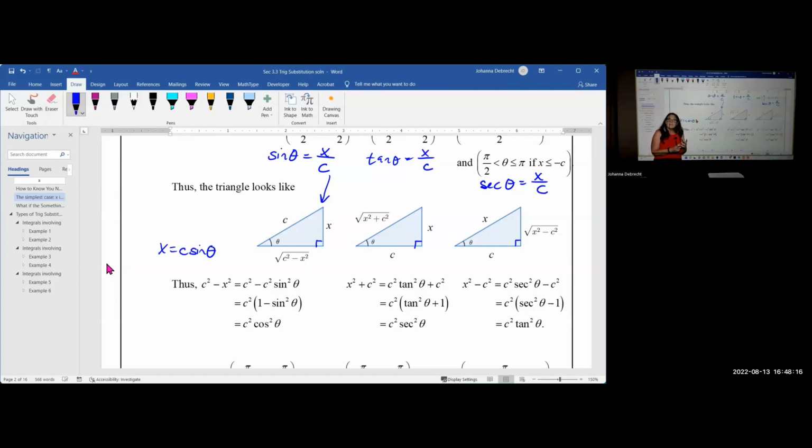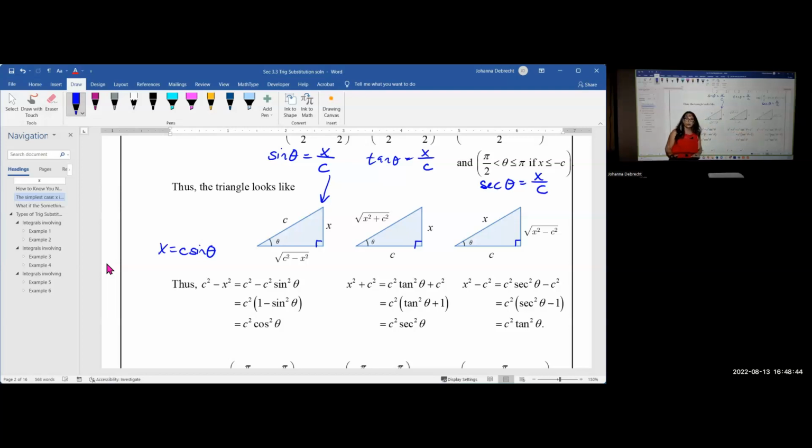So we're basically forcing the square peg into a round hole, and 1 minus sine squared gives us cosine squared. So we've reduced this c squared minus x squared, which started out algebraic, had nothing to do with trig, into something related to trig. And instead of having x for the variable, now we have theta. So same thing happens in the second two parts.